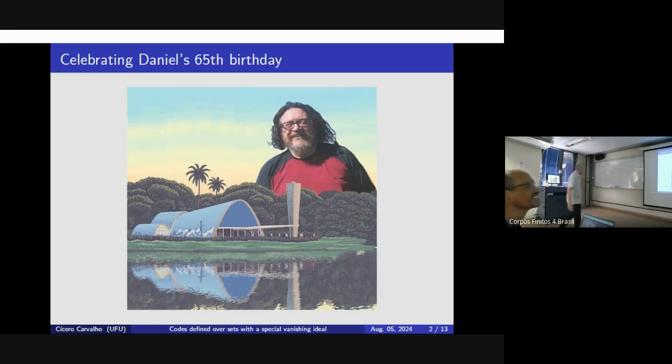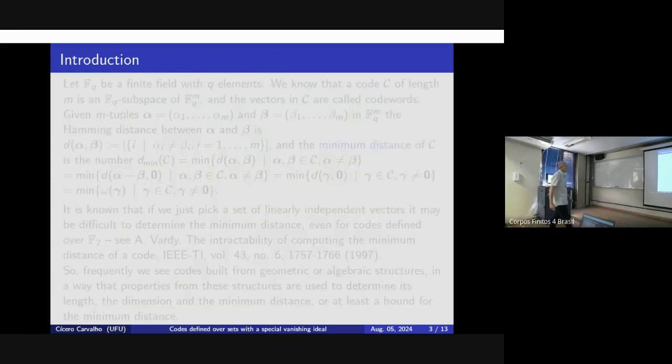So happy birthday. So my talk will be about some types of evaluation codes. So let's start by establishing the notation. Also, let me apologize: I know there are some people here that were at the Brazilian Algebra Week weeks ago. I'm sorry, it's the same talk.